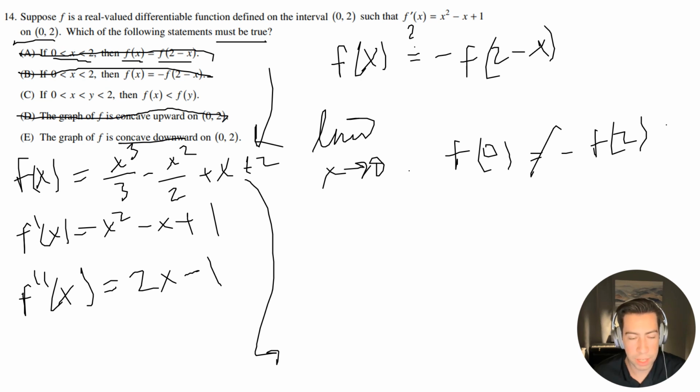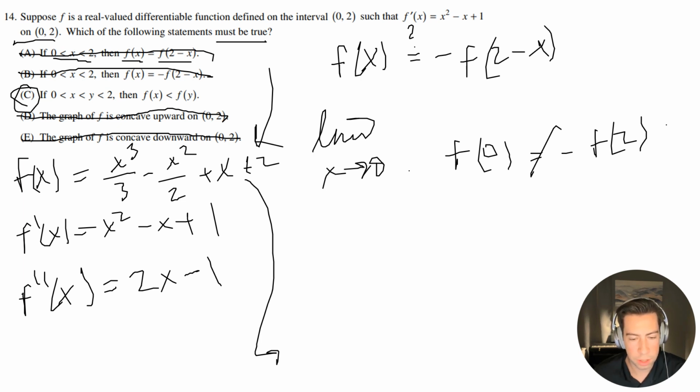It's concave down and up. And then E says the graph of f is concave downward on [0, 2]. There are some values for which it is downward, but if I make x close to 1, then I'm going to get concave upward, so E is out. That means C has to be the right answer, but let's see if we can understand why.